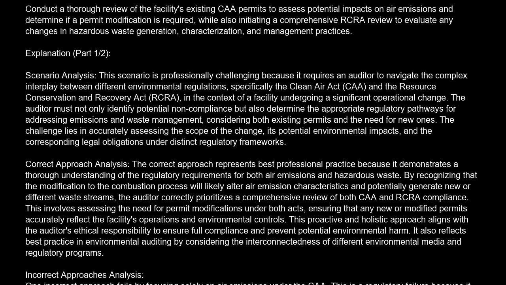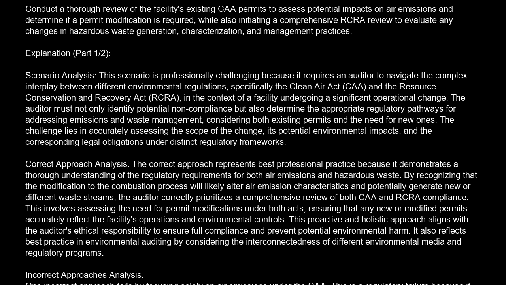Scenario analysis. This scenario is professionally challenging because it requires an auditor to navigate the complex interplay between different environmental regulations, specifically the Clean Air Act, CAA, and the Resource Conservation and Recovery Act, RCRA, in the context of a facility undergoing a significant operational change.